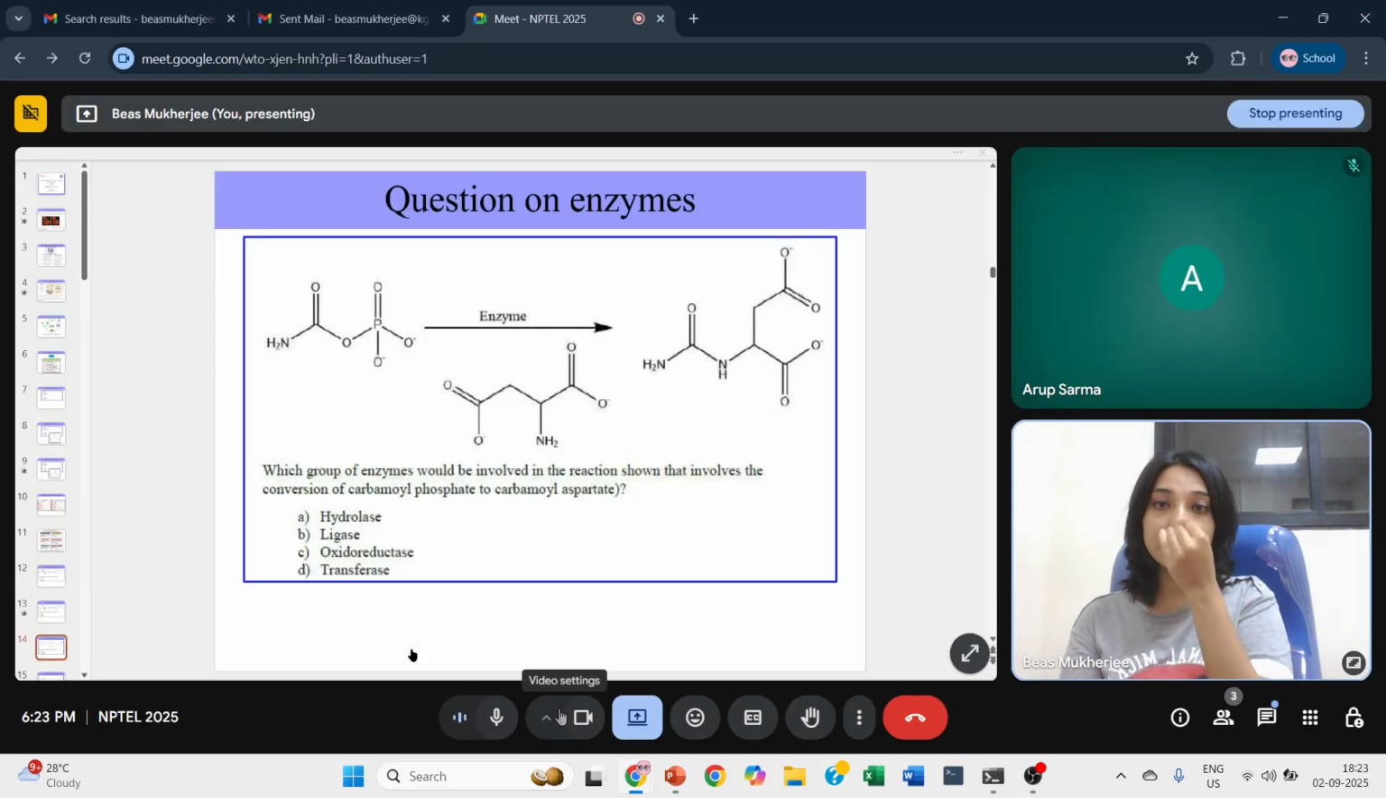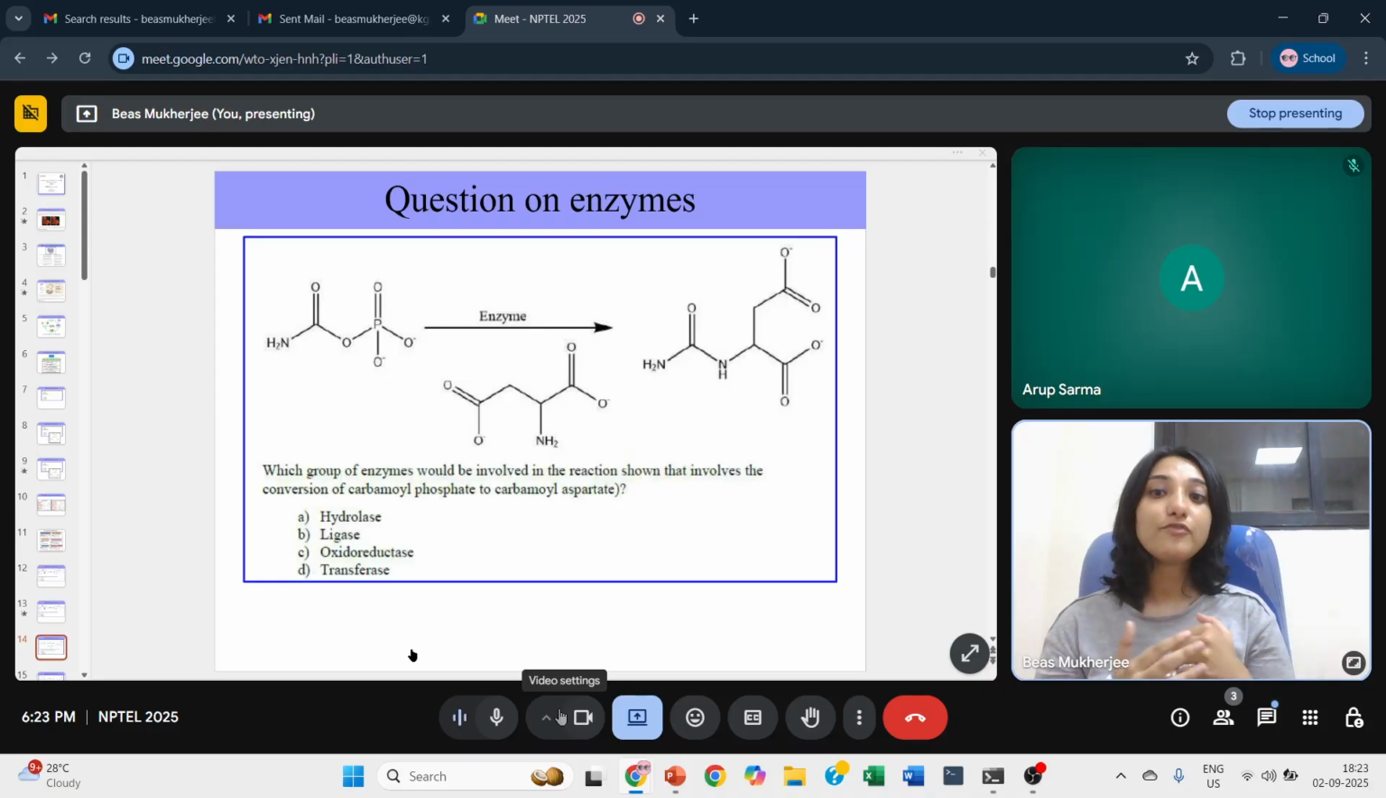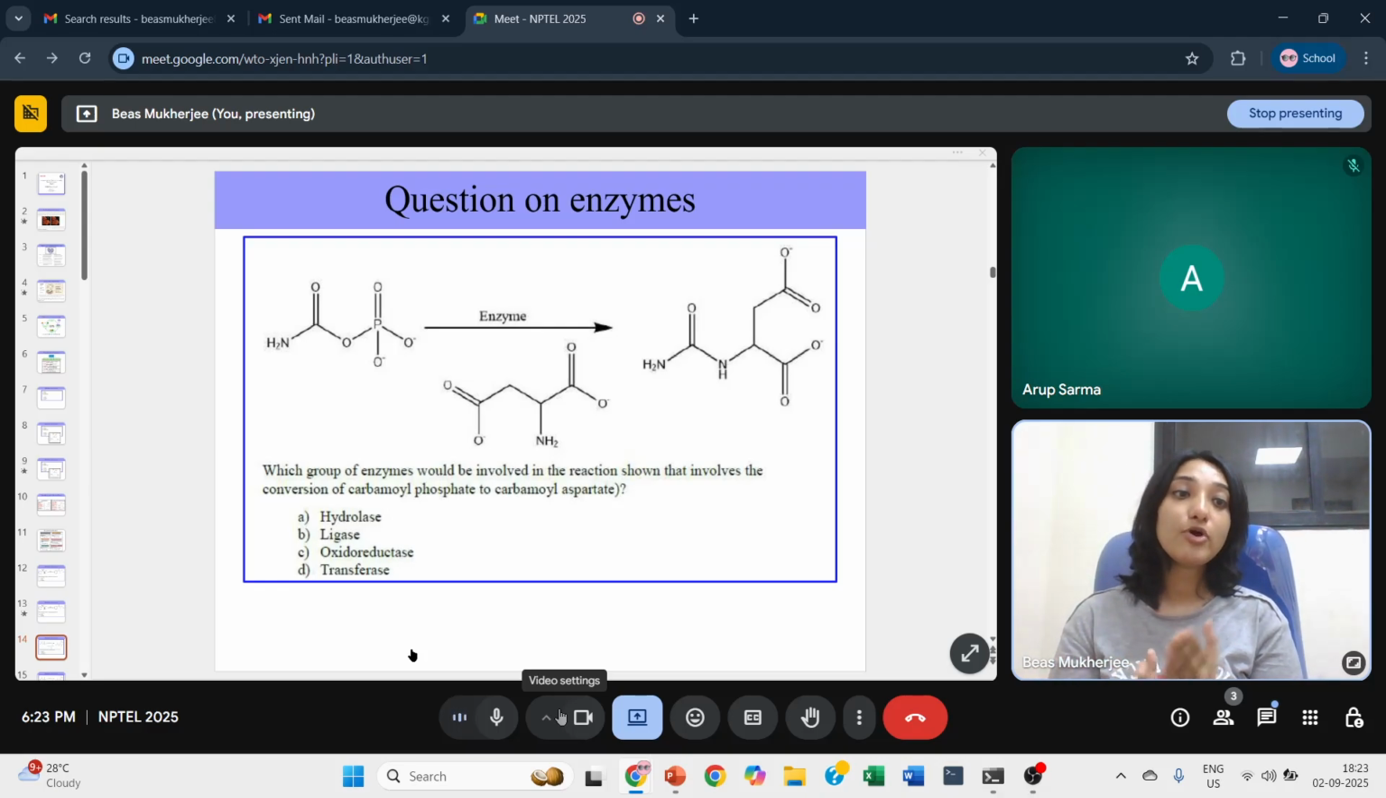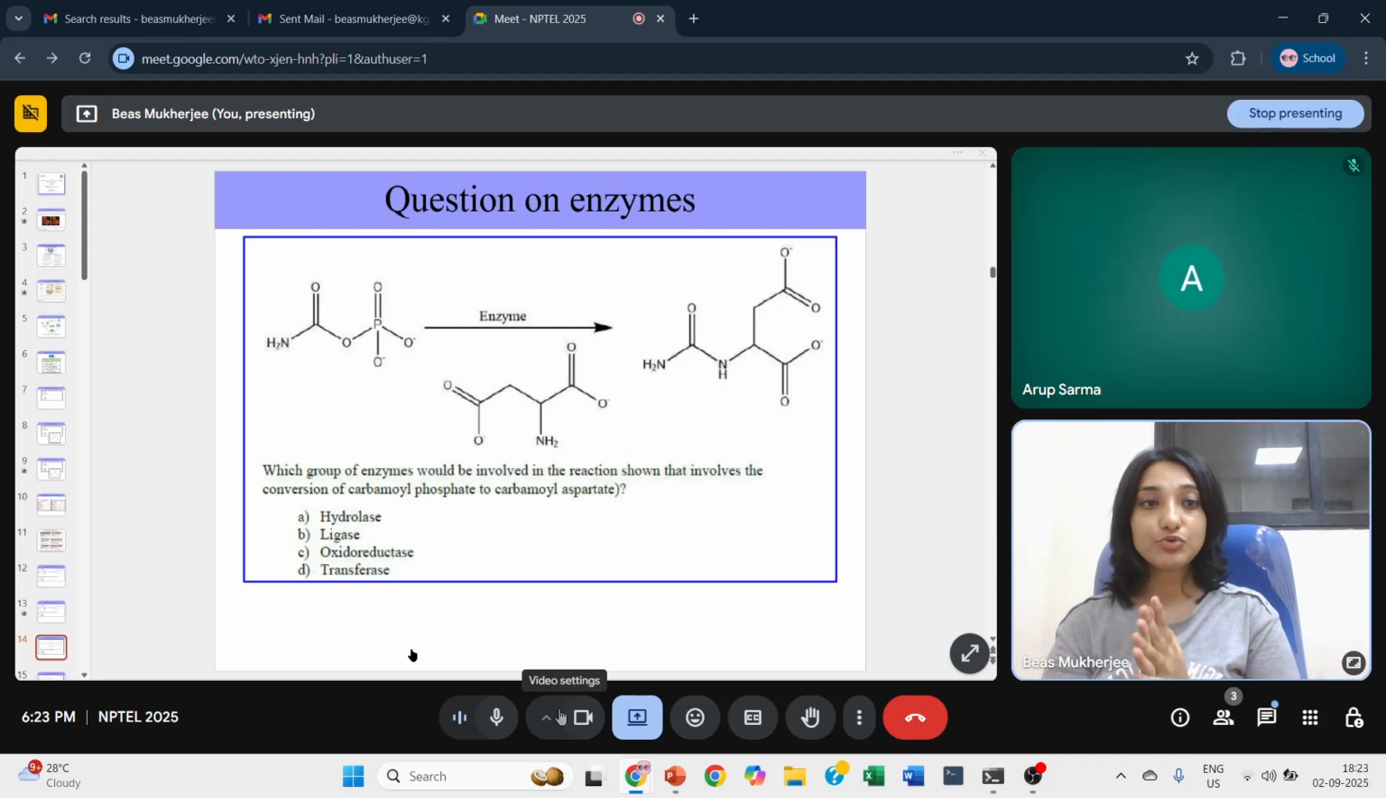So see what is happening here. Which group of enzymes would be involved in this reaction shown, which involves the conversion of carbamoyl phosphate to carbamoyl aspartate? So some kind of reaction is happening. Which of these enzymes would be involved? What do you think? The first one is hydrolase, second is ligase, the third one is oxidoreductase. So some kind of transfer is going on. Which enzyme do you think is involved?